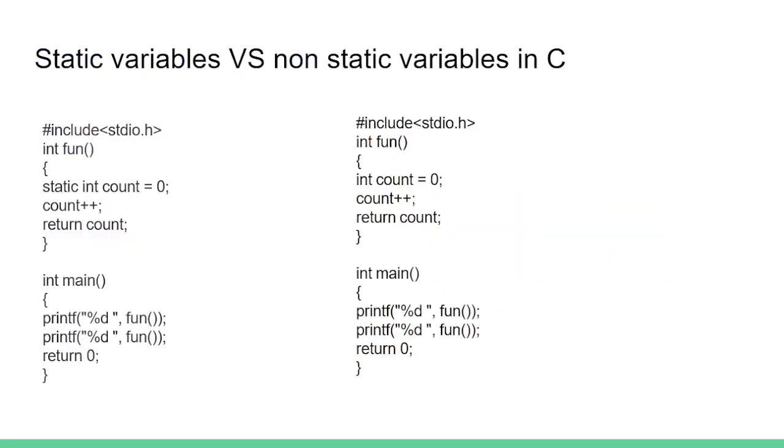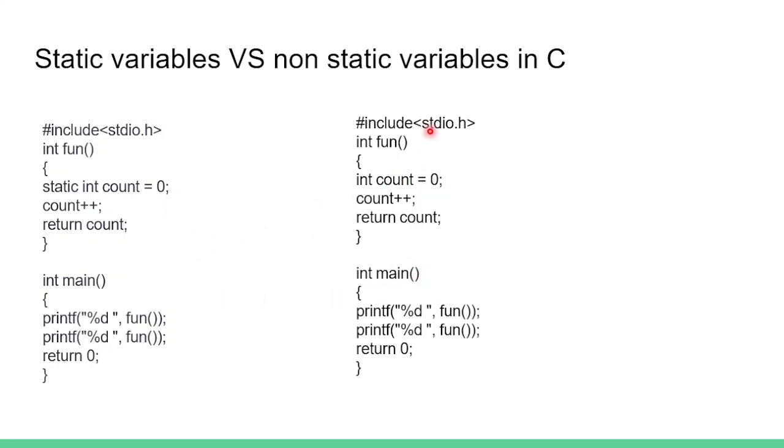Now let us have an overview of the difference between static variables and non-static variables. As you can see here, we have #include <stdio.h>. Then we have a function which has static int count = 0, count++, return count. Then we have another program which doesn't have static in front of the variable. So what will be the case for these?